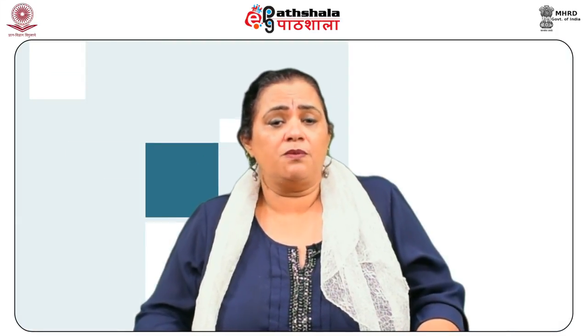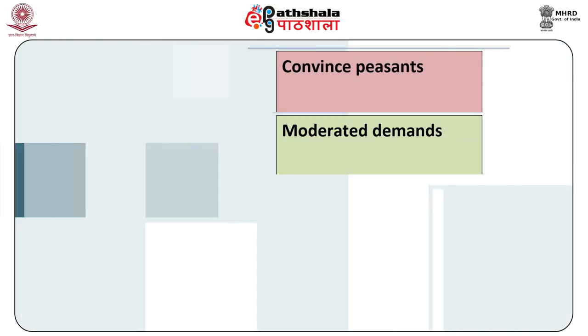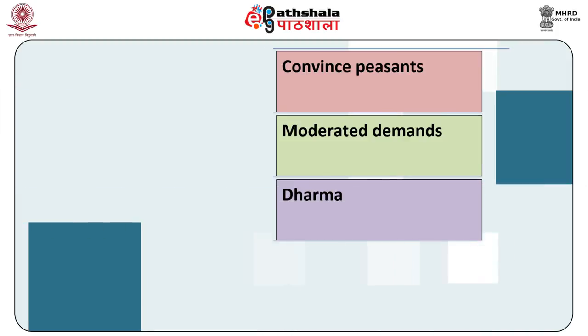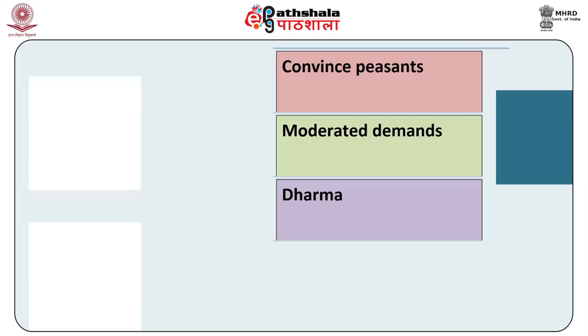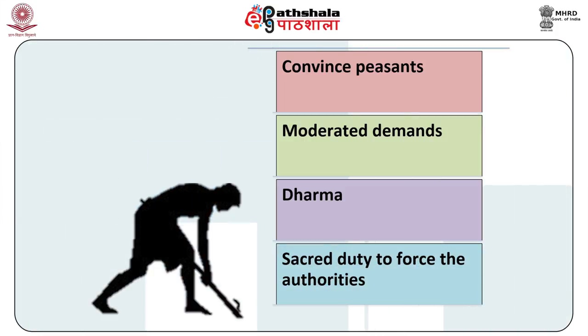Gandhi used this approach during the freedom movement. He appealed to dharma, by revolting against the injustice of the British. Gandhi placed his arguments around popular religious concepts such as dharma. He would convince the peasants that the satisfaction of their carefully moderated demands was most urgently called for by dharma, that it is their sacred duty to force the authorities to perform their dharma towards them.